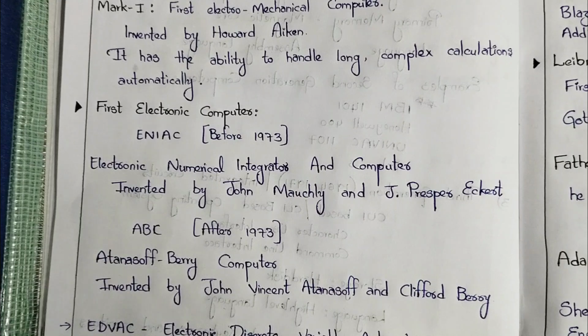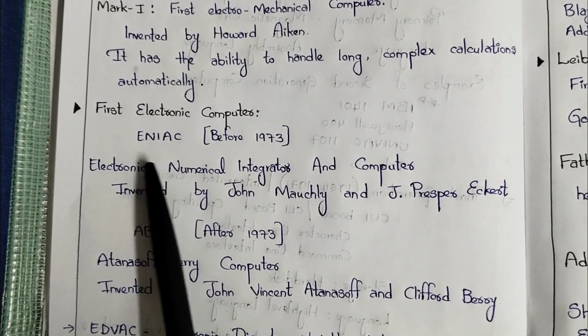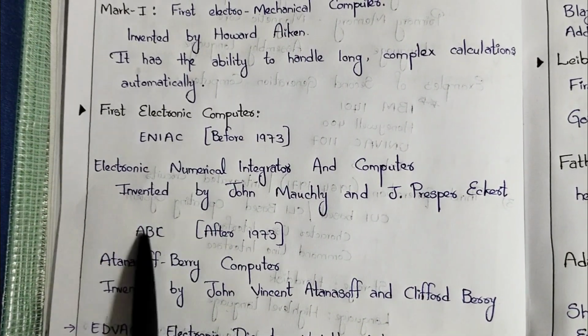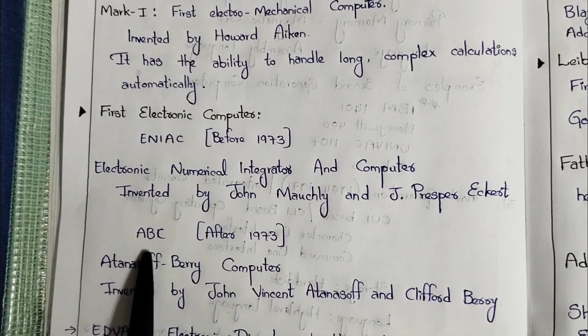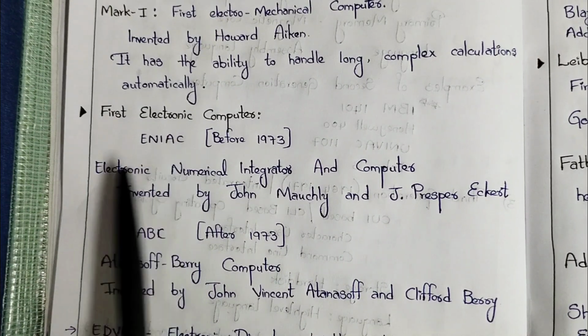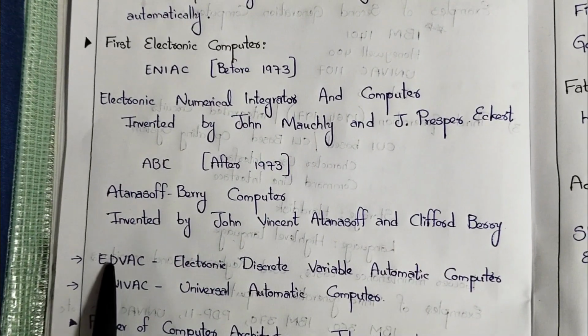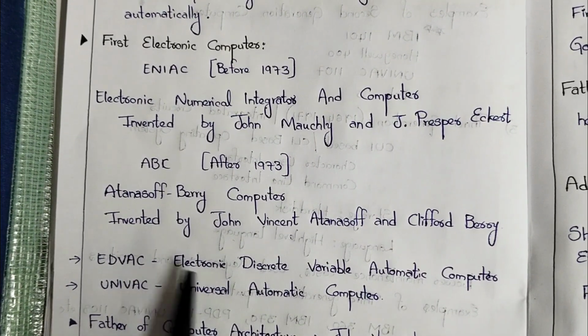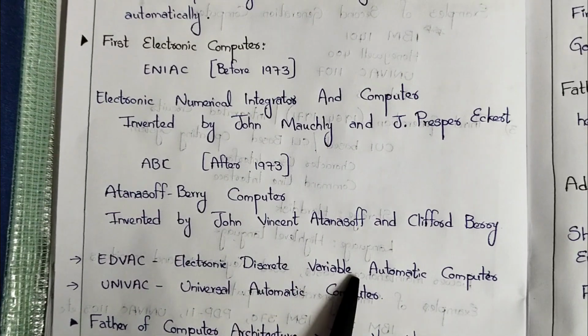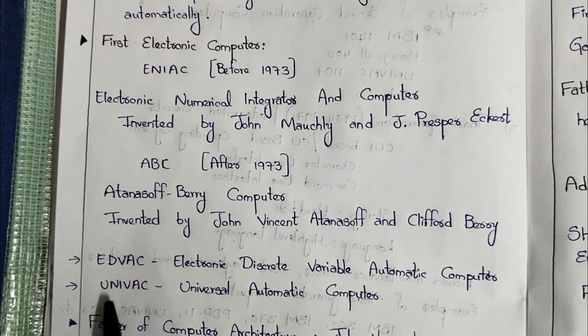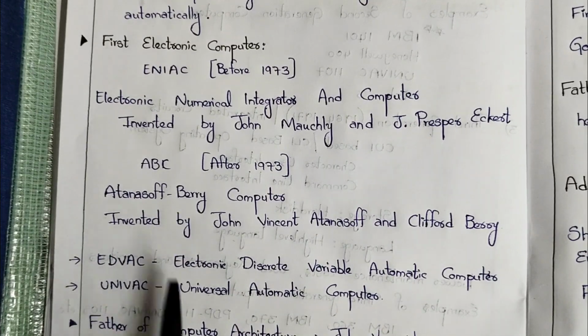So in yesterday's class we discussed ENIAC, EDVAC, EDSAC, etc. So these are the full forms of ENIAC. Now we will discuss EDVAC. EDVAC stands for Electronic Discrete Variable Automatic Computer, and UNIVAC stands for Universal Automatic Computer. These are important, the full forms are important. So make sure you remember these.